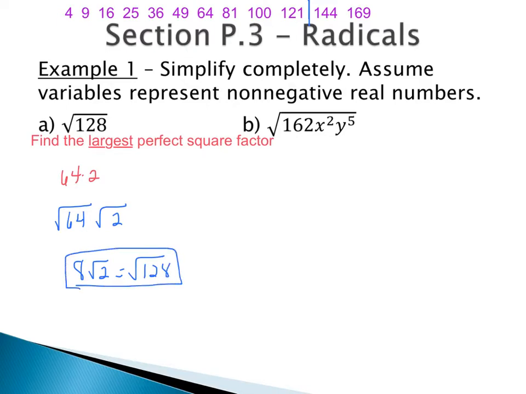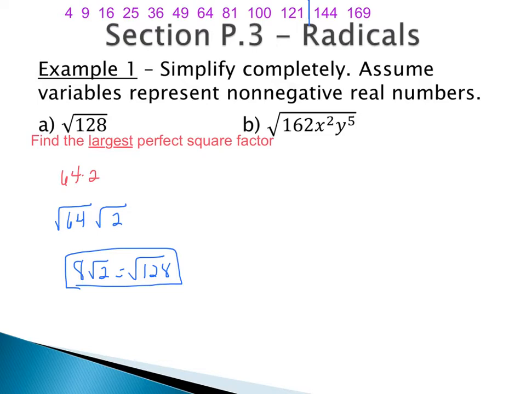Again, if you did not find the largest perfect square, if you chose 4 and 32 or 16 and 8, just like we're reducing a fraction, if it can be reduced more, you would need to reduce it completely. Here with simplifying a radical, if you can simplify more, you would have to. So if you chose 4, you would get 4 and 32. Well, 4 is your perfect square. That would go in the first square root. The 32 would go in the second square root. But then 32, I can simplify again. And then you just keep simplifying it until you have something inside the radical that does not have a perfect square factor.